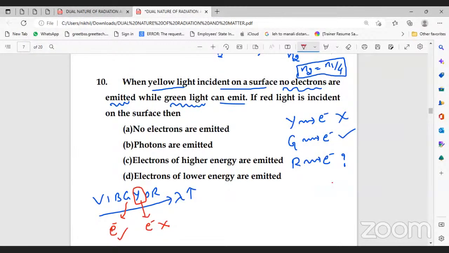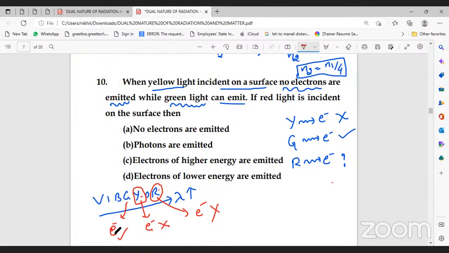Which color am I using? Red. See, look at the concept. For yellow color, the electron is not emitting. If I still increase the wavelength, the red color also will not emit the electron, right? Because you know the meaning of threshold wavelength. Threshold wavelength is the maximum wavelength up to which the electron can emit. If you go beyond that threshold wavelength, the electron will not emit out.